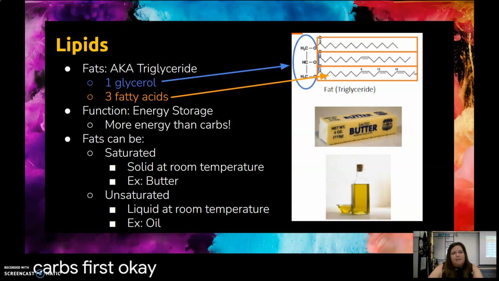Fats can be saturated, which means that they're solid at room temperature, like butter, or unsaturated, which means they are liquid at room temperature, like oil.